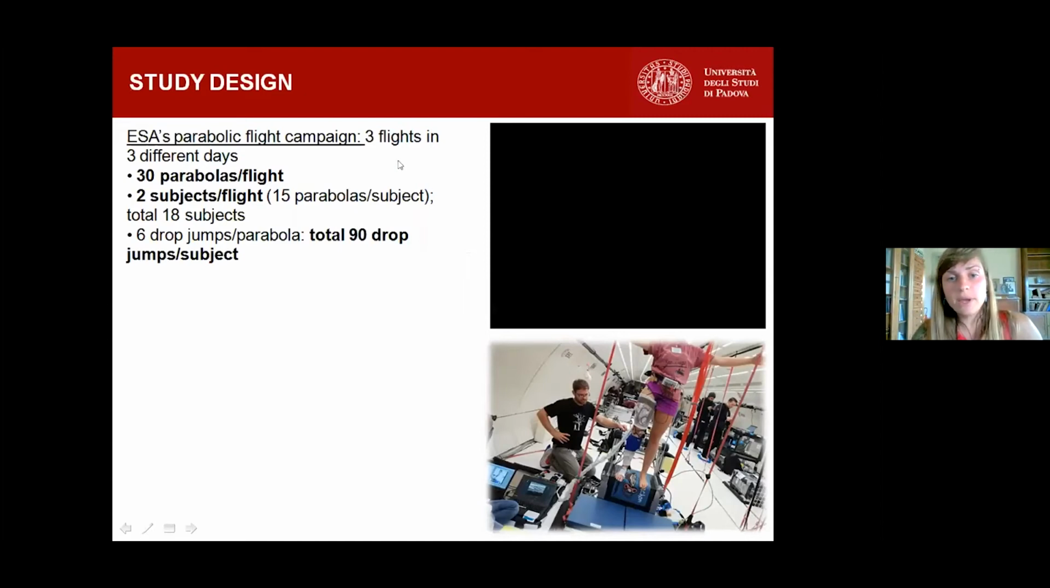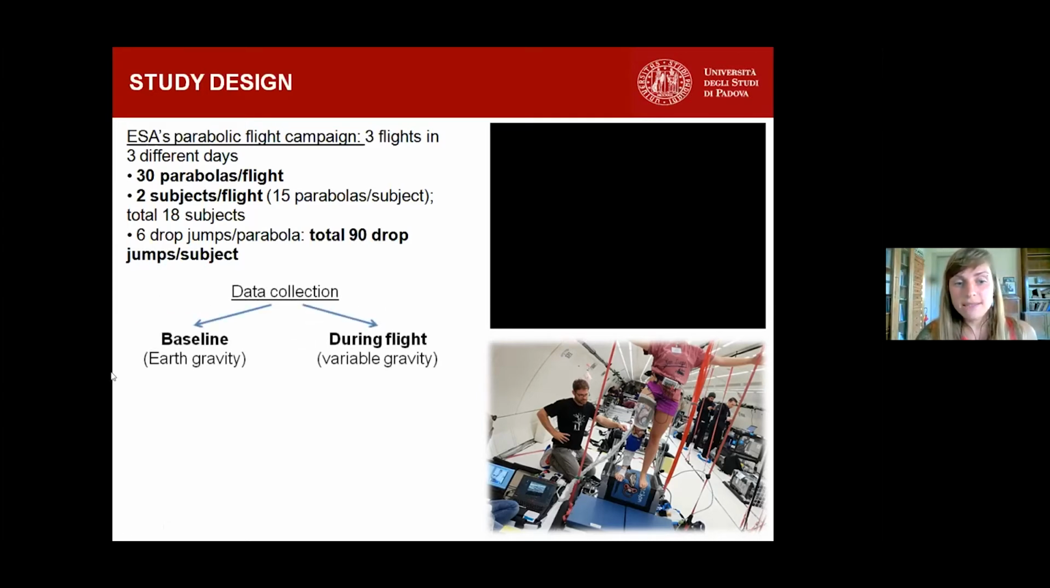We basically participated in ESA's parabolic flight campaign, where 3 flights were performed on 3 different days. And each flight consisted of 30 parabolas, where we tested 2 subjects per flight. So we tested each subject for about 15 parabolas, collecting a total of around 90 drop jumps per subject. Our data collection included baseline measurements performed either on the plane before starting to fly or during steady flight, and the in-flight measurements, so during the parabolas.